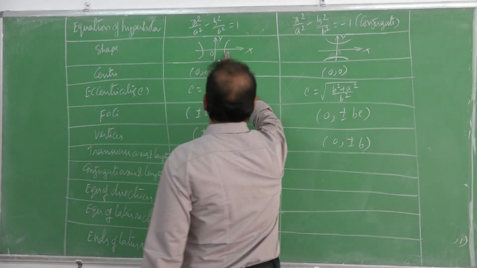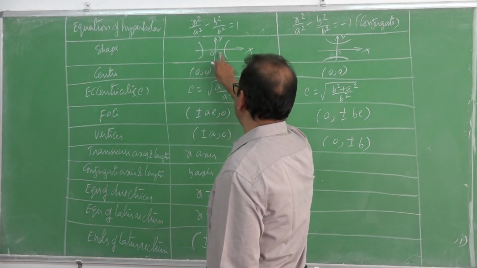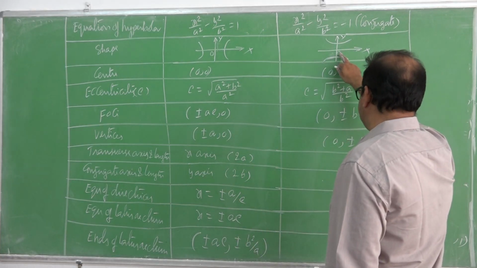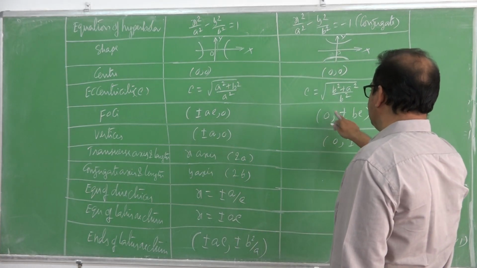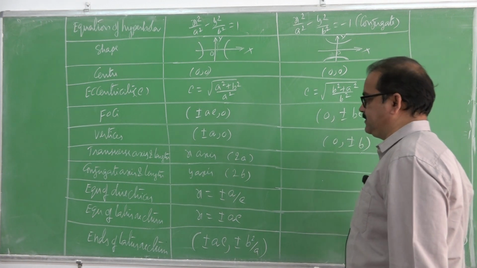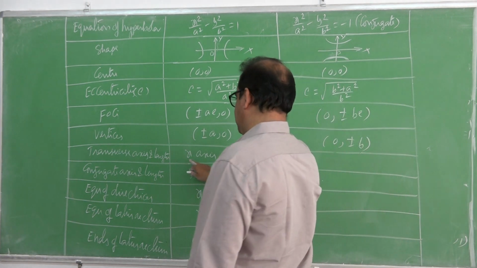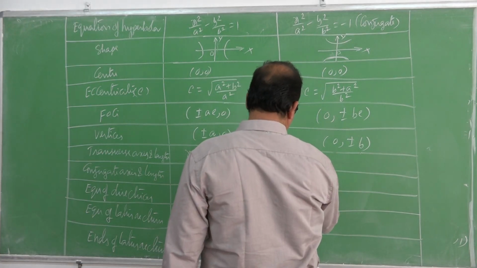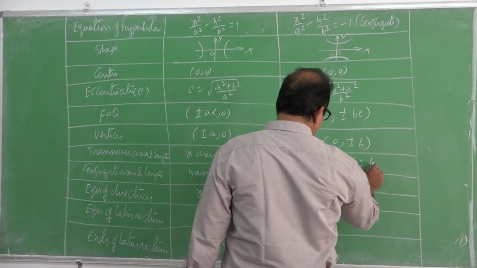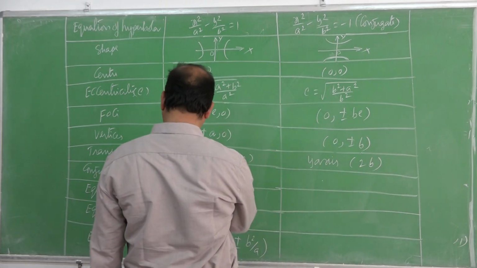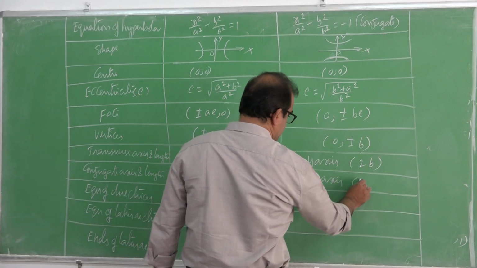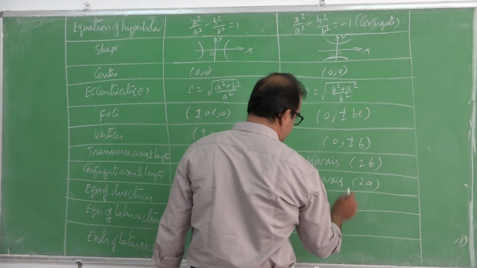Here foci and vertices lie on x-axis. For this hyperbola, foci and vertices lie on y-axis. On y-axis, x coordinate is 0. A is replaced with B. Next, transverse axis. Here transverse axis is y-axis. Its length is 2b. Next, conjugate axis is x-axis. Its length is 2a.